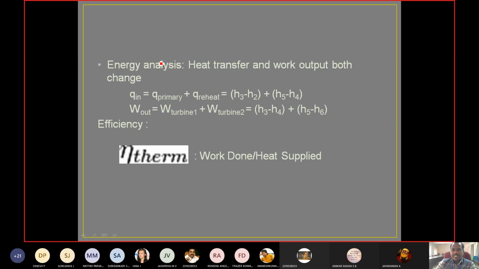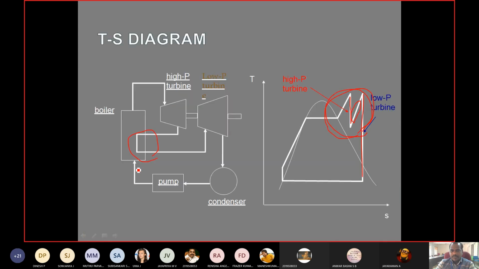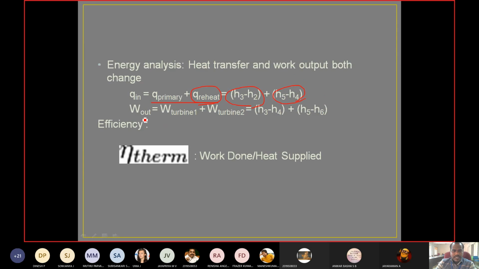Right, so in the energy analysis of this reheat Rankine cycle, the heat transfer and work output both change. The Q in, the heat supplied in the boiler, will be Q primary plus Q reheat. We need to supply more heat energy into the boiler because we are adding the reheating portion in the boiler. So that will be calculated as H3 minus H2 plus H5 minus H4, right? So just consider these points.